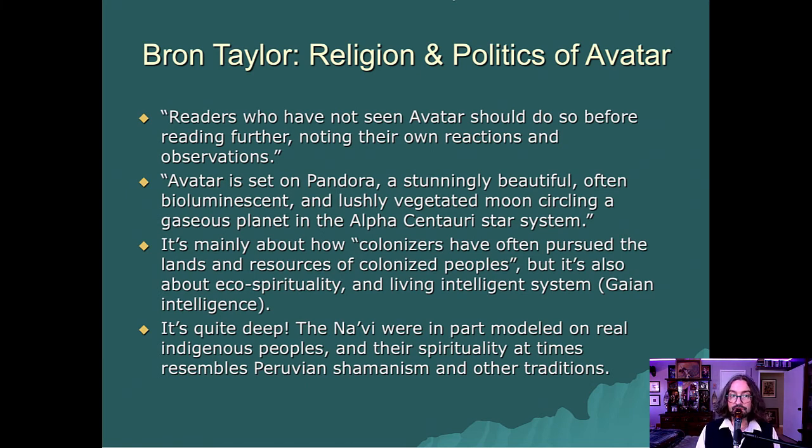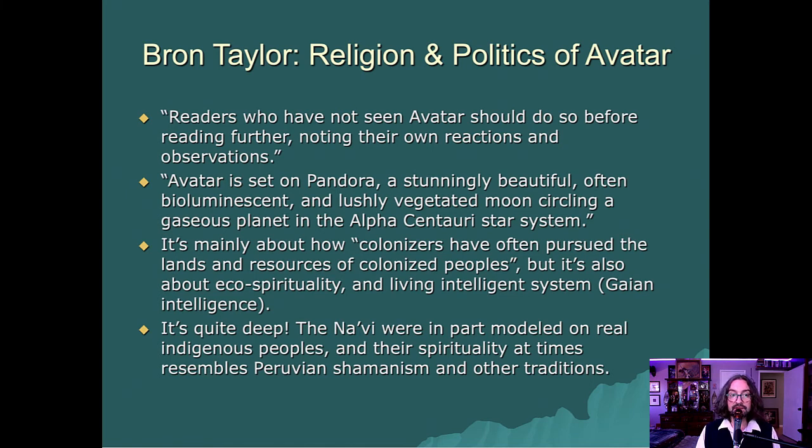For those who are unfamiliar with the film, Avatar is set on a distant planet, Pandora, a stunningly beautiful, often bioluminescent and lushly vegetated moon circling a gaseous planet in the Alpha Centauri star system. It's mainly about how the colonizers have pursued the land and resources of colonized peoples, but it's also about eco-spirituality and living intelligent systems. That is Gaian intelligence, or Gaian spirituality, which we'll encounter later in the course. The film is really quite deep.